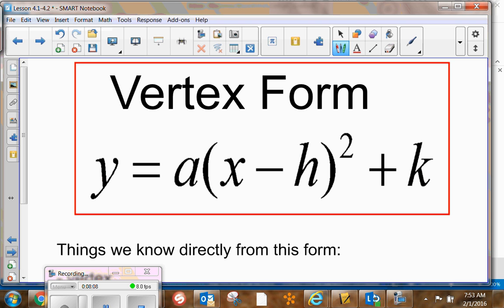So look on your foldable. Where is your vertex form? Which flap is it, first, second, or third? Second one. So go to your second flap. Make sure you're on your second flap, or this will get really confusing. This is the vertex form: y equals a, parentheses, x minus h, squared, plus k. Sure looks familiar.